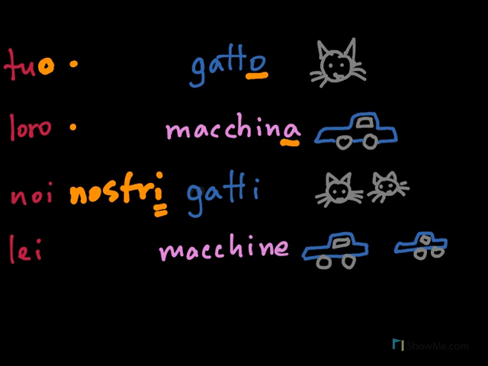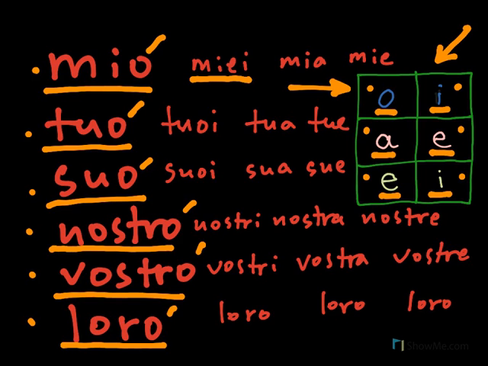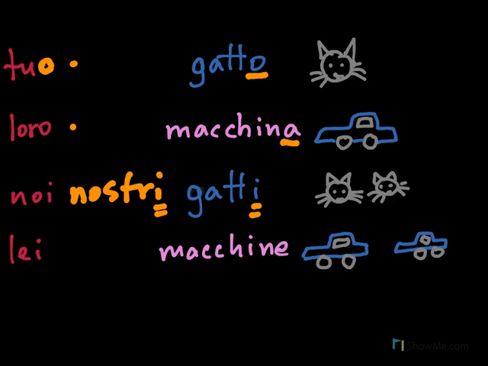Note how it nicely matches. Nostri gatti, okay? Lei and macchina. Lei, you go back, you look, macchine, it's plural feminine, so it will be sue, sue. See how it matches well? Macchine. Then, the only thing, you will need the article.